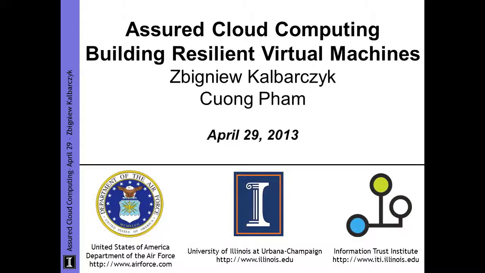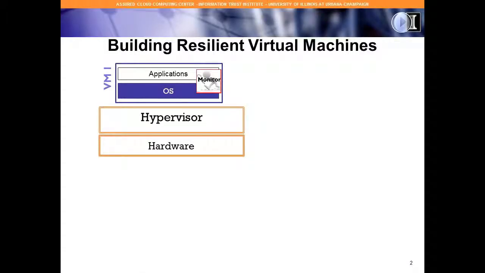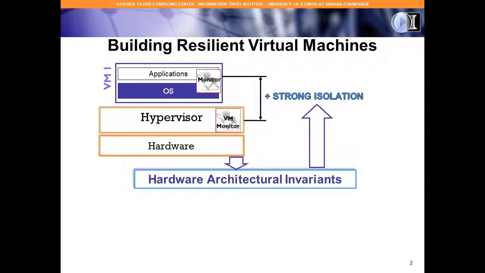In this video, we demonstrate our techniques to enhance the resiliency of virtual machines against malicious attacks. We propose to move the monitoring program out of the virtual machines, which are the subject of the attacks. The purpose is to isolate the monitoring program from the target environment. More specifically, we leverage hardware architectural invariants, which cannot be manipulated by attackers, to support our monitoring program.